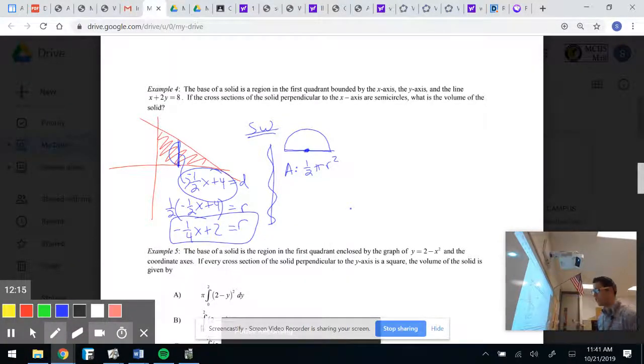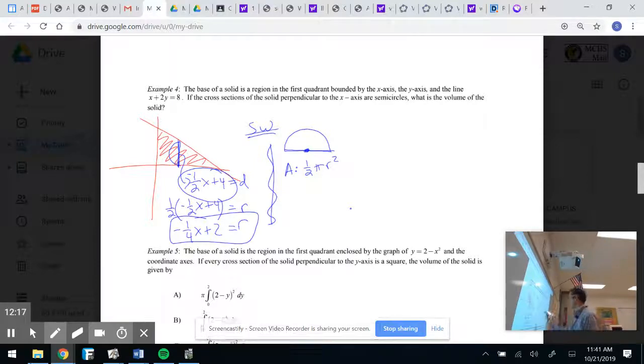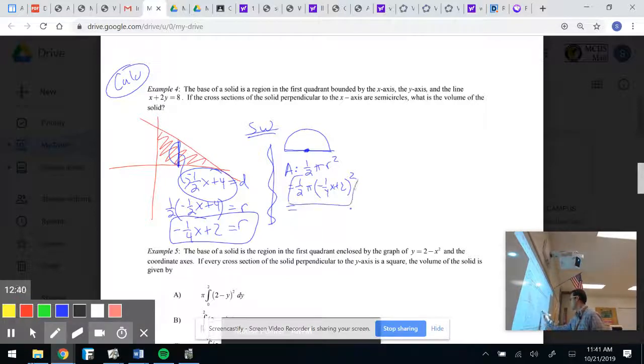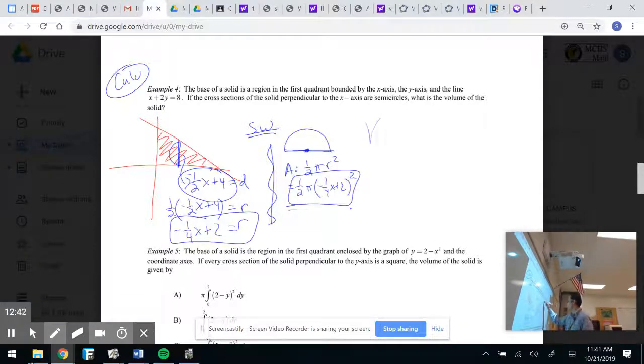All right, so remember, what we're going to do now is find the area of one of these cross sections, which would be 1/2 pi. What's my r? It's negative 1/4 x plus 2, squared. Got to do a lot of math on that. I did it a little bit earlier. You know what? Use your calculator. So let's say this is a calculator question. If it wasn't a calculator question, you would have to simplify all of that. But here we go. The volume is equal to the integral.